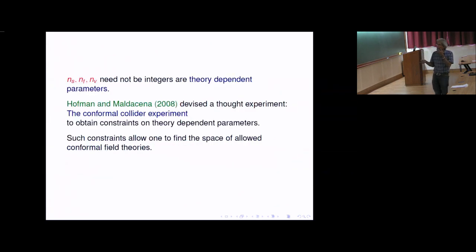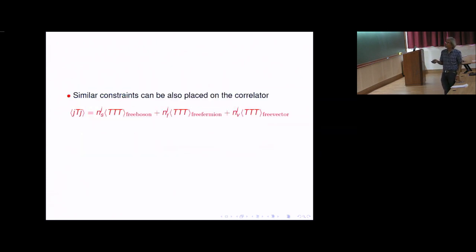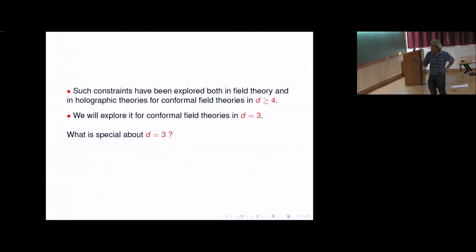Okay. And Hofman and Maldacena in 2008, they devised a thought experiment to actually obtain constraints for these parameters. And these constraints allow one to find the space of allowed conformal field theories. Now, similar constraints can be placed for such correlators. Okay, here there are 2 currents with the stress tensor in between. Maldacena and Hofman also find constraints for this in D equals 4. Now, such constraints, of course, have been explored heavily, both in holography as well as in CFT. And what we will do is explore this constraint in D equals 3.